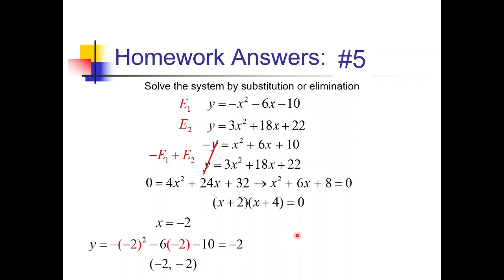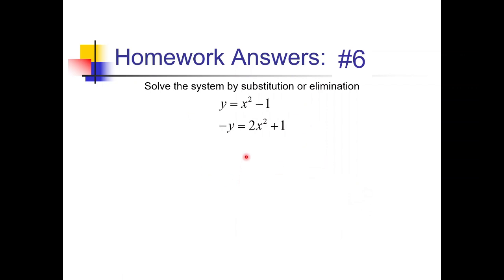That's kind of cute. Now the other branch here, if I set x plus 4 equal to 0 and solve that, we're going to have x equals negative 4. Plugging that into this negative x squared equation, let's see what comes out of that. So this is going to be negative 16 plus 24. That's going to be positive 8. 8 minus 10 is going to give me negative 2 again. Well, that's interesting. So we have negative 4 comma negative 2 as well. So those are our two solutions.